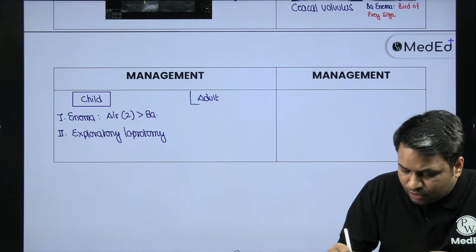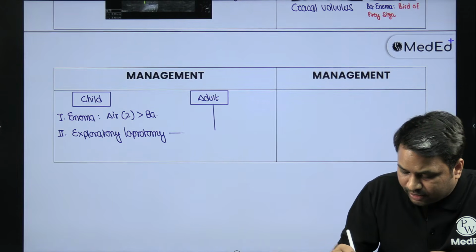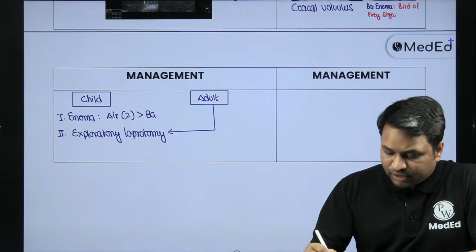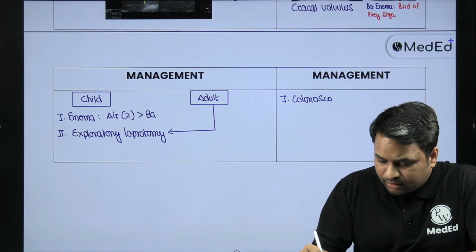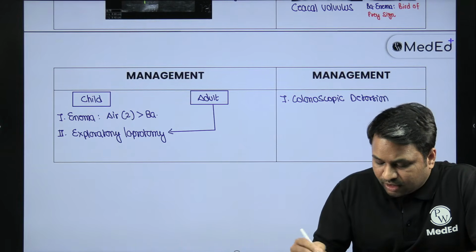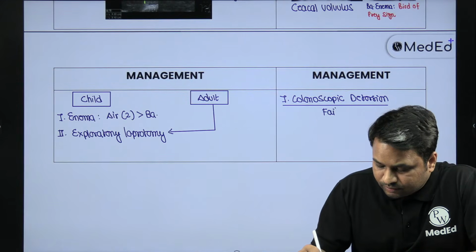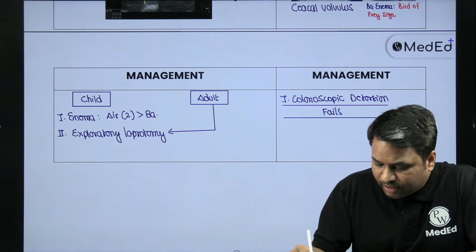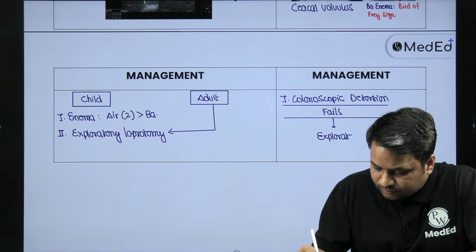In adults, there is no role for enema. We directly take them for exploratory laparotomy. In volvulus, the first line of management is going to be colonoscopic detorsion. Now, if the colonoscopic detorsion fails, then we take the patient for exploratory laparotomy.